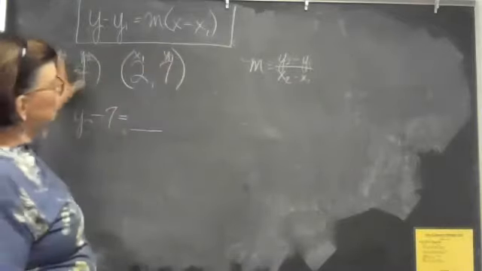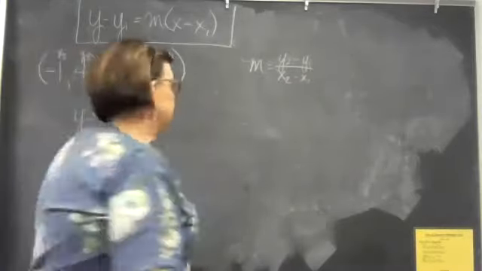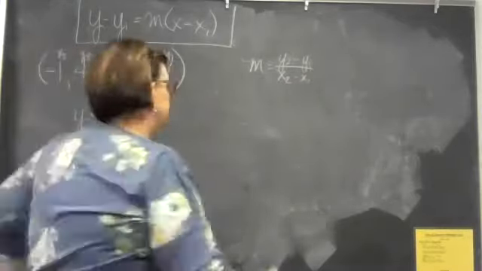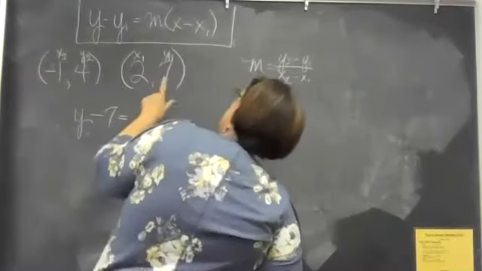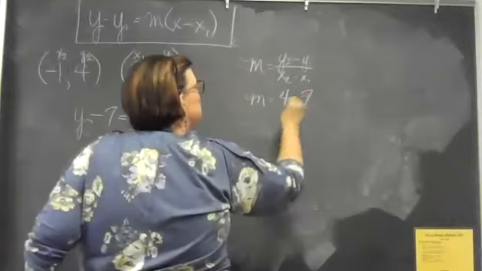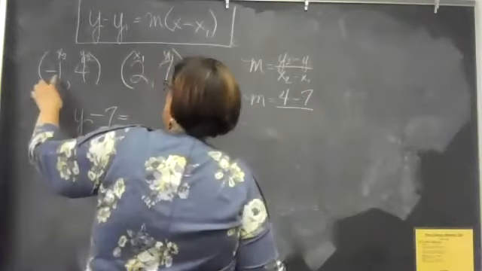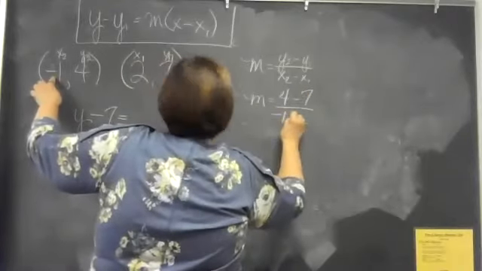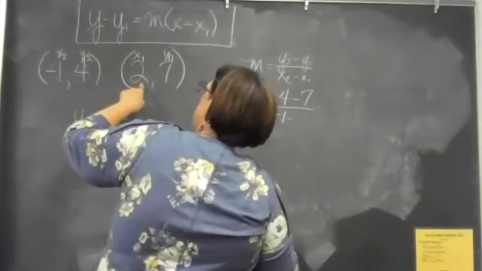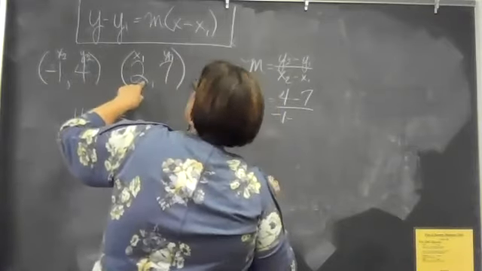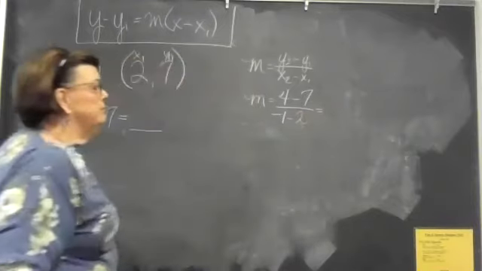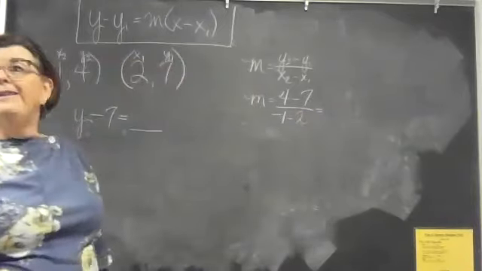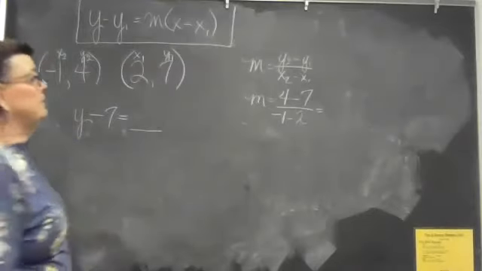So I use all of these numbers and put them where they're supposed to be. Slope equals y2, which is 4, minus y1, 7, over x2, which is -1, minus x1, which is 2. Hey, I did a really good job on this one.